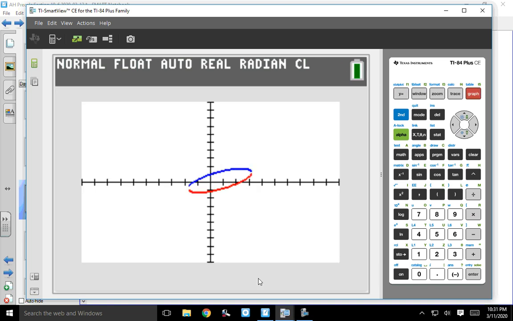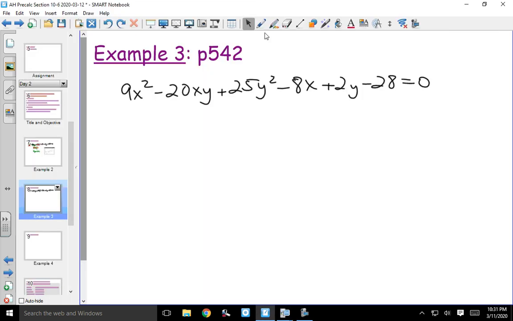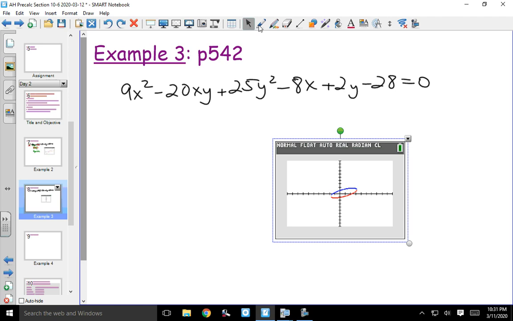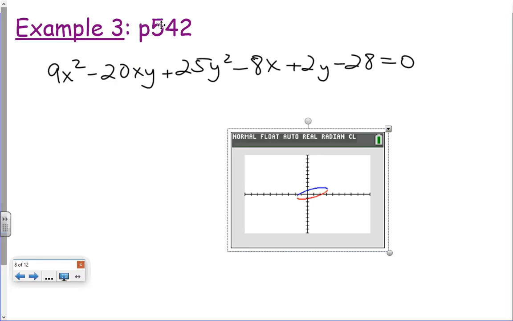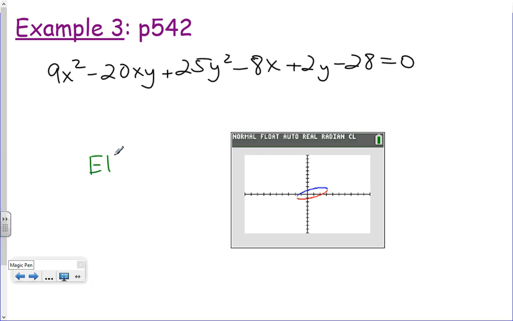Oh, that turns out to be an ellipse. Turns out this one is the ellipse. Again, let's grab a picture of that. So this does in fact turn out to be an ellipse.